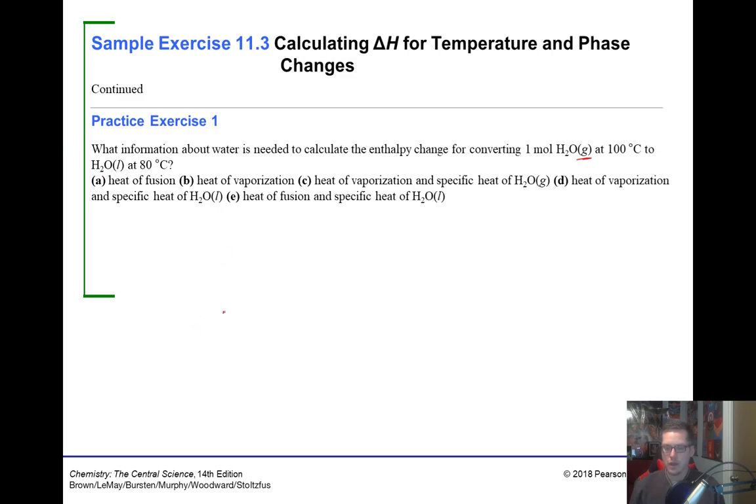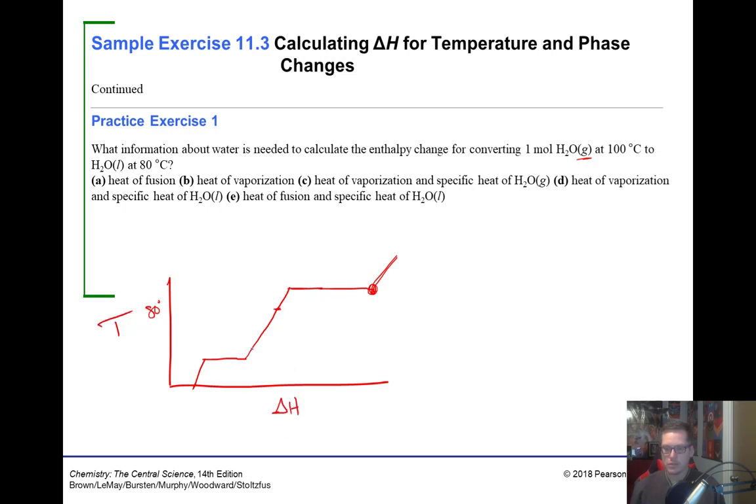And remember our heating curve. We started as a solid, then we became a liquid, then we reached the boiling point, and then we became a gas. So we're right at this point here to start. We've got 1 mole of water in the gas phase, and we want to convert it to this part here. We want to get to 80 degrees. Maybe I should label these. There's temperature, and this is our delta H.